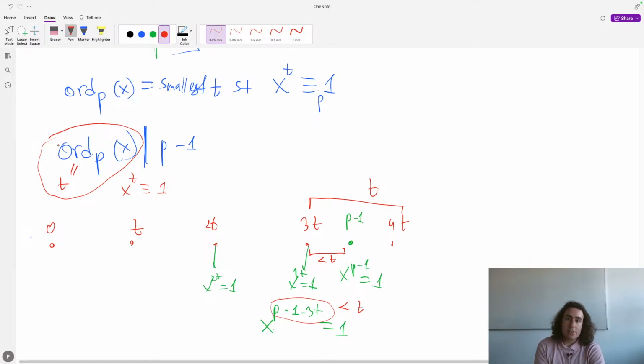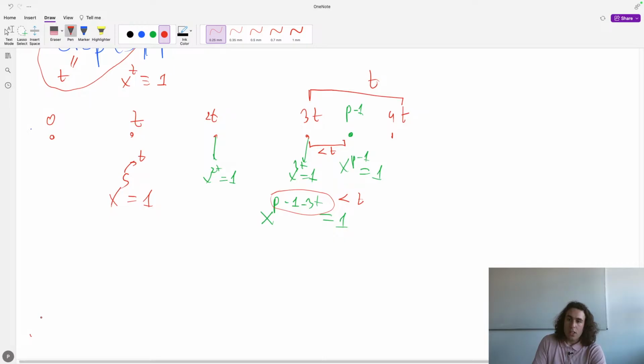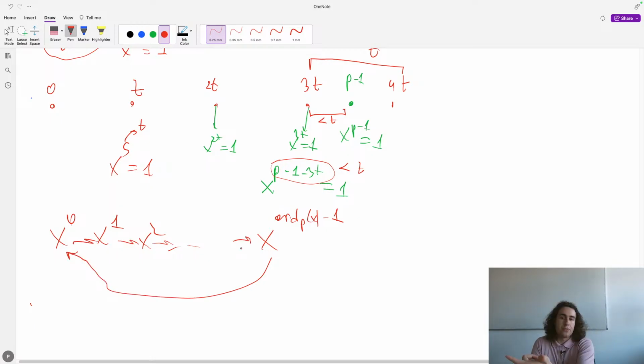So actually it turns out that if x to some power s is equal to 1, all such powers are just multiples of the number t. So if we have this order, then we have x to the 0, x to the 1, x to the 2, and so on, x to the order of x minus 1, and then we wrap around again here. And all these numbers in between are different, obviously. It's not hard to see.